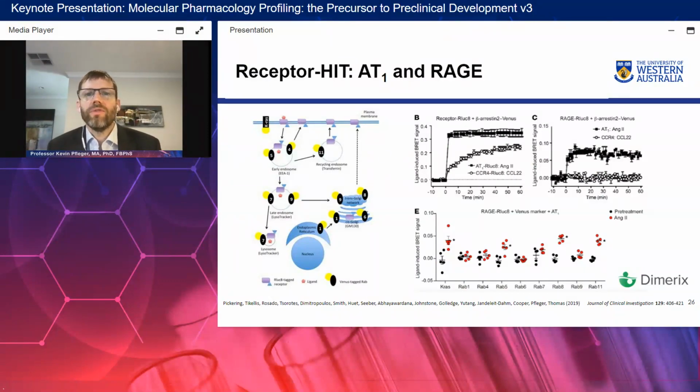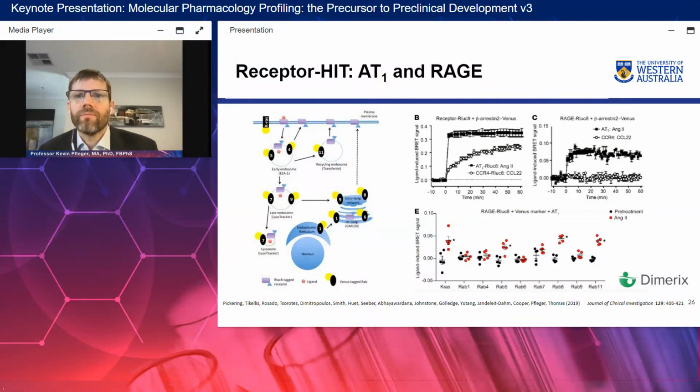Now, the receptor for advanced glycation end products is not a GPCR, but there's evidence that we've found that it actually is transactivated by a range of GPCRs. So here we have some data with the angiotensin receptor AT1. We have the receptor-HIT signal. As controls, we can illustrate here that the angiotensin receptor gives a strong recruitment of beta-arrestin 2. The CCR4 receptor also gives a strong recruitment of beta-arrestin 2 when activated by CCL22.